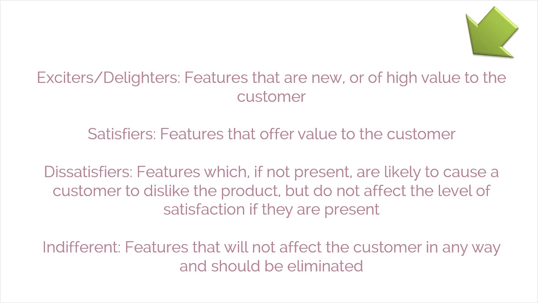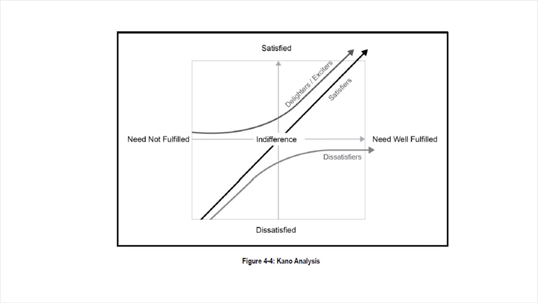3. Dissatisfiers, features which, if not present, are likely to cause a customer to dislike the product, but do not affect the level of satisfaction if they are present. 4. Indifferent, features that will not affect the customer in any way and should be eliminated. Figure 4.4 depicts an illustration of the Kano analysis.